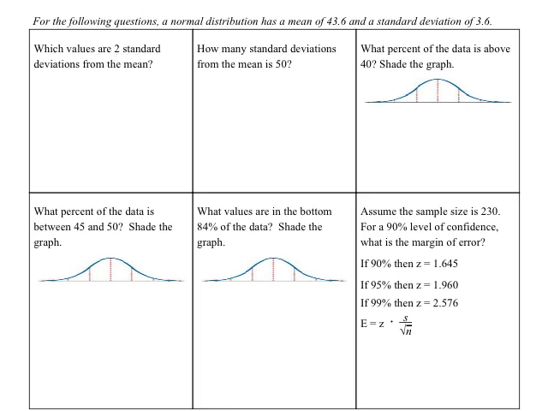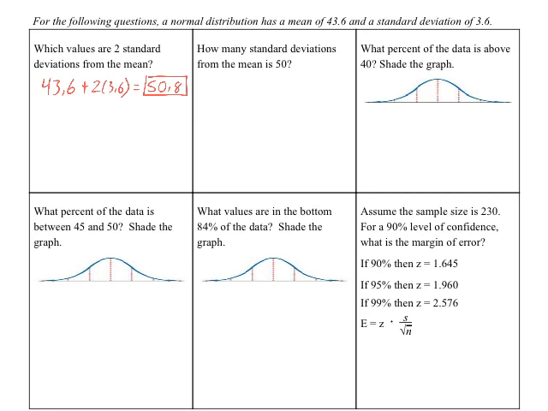To be 2 standard deviations from the mean, that means you are going to add 3.6 twice, and you're going to subtract 3.6 twice from 43.6. So when you add, if you take 43.6 and you add 2 sets of 3.6, that will be 2 standard deviations above, and you get 50.8. So that's your one above.